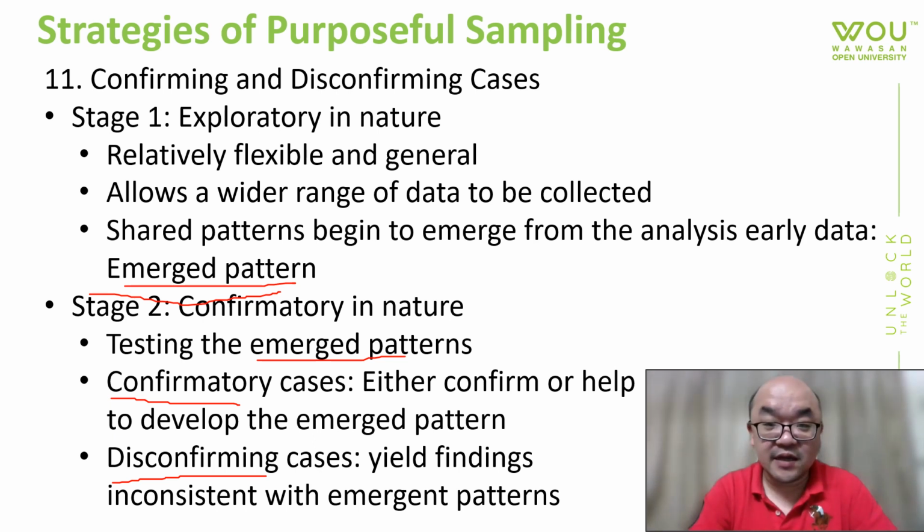Theoretical sampling, on the other hand, might simply change if you have disconfirming cases. So you are asking, should I include more people now because there are more emergent patterns, or should I just revise the pattern totally, instead of just fine-tuning it? This is where it's a bit different.